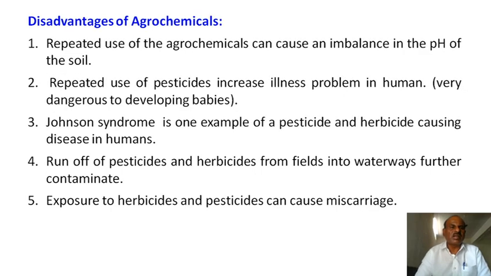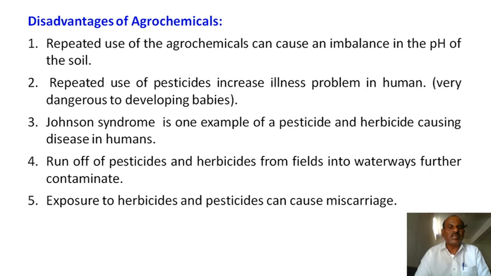Those are the advantages of agrochemicals. What are the disadvantages? Repeated use of agrochemicals can imbalance the pH of the soil. This is very important. The pH of the soil is disturbed because these are chemicals with acidic or basic properties, which imbalance the pH of the soil.